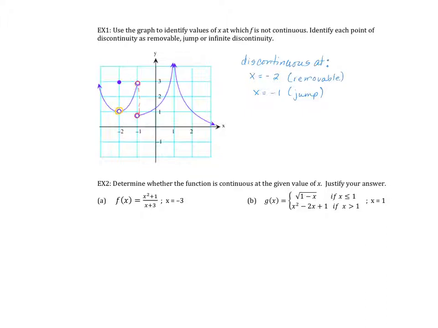When x is equal to 1, there's another discontinuity. There's a vertical asymptote here. So at that vertical asymptote, that would be an infinite discontinuity.